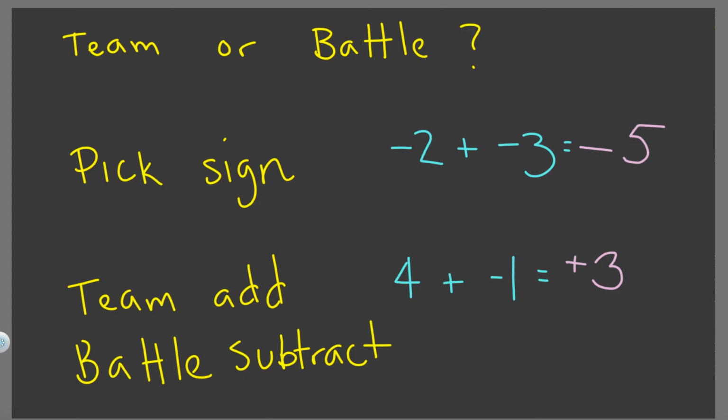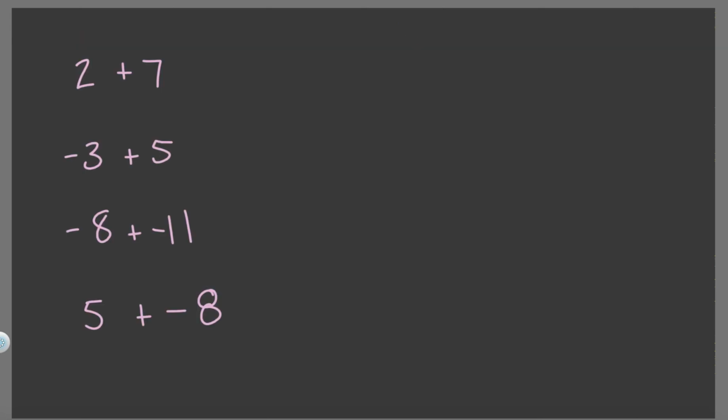So let's just look at a bunch of problems and ask those questions. Okay, so first, we have a +2. Let me change colors here. We have a +2 and a +7. That means it's going to be a team. So let's just make a T here so we know that it's going to be a team. And which team are they on? They're on the positive team. Remember, team means add, so we put those together, and my answer is a +9.